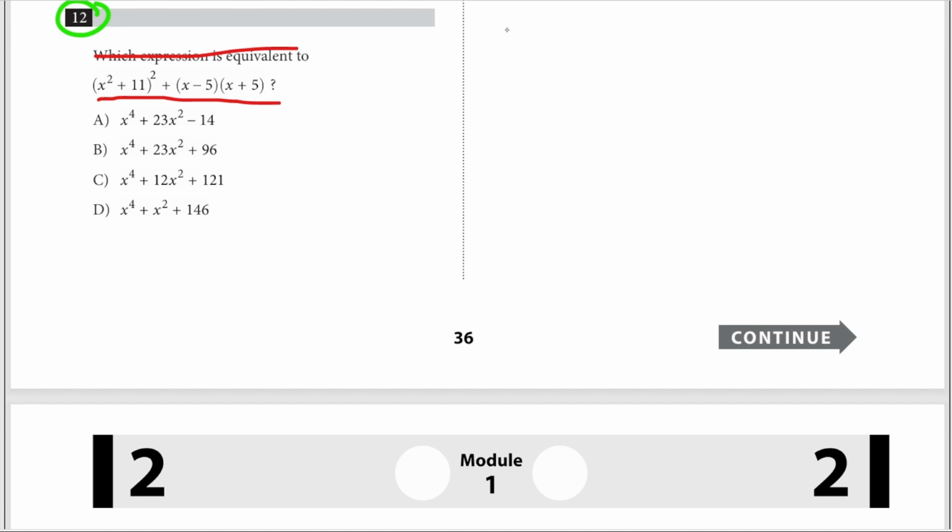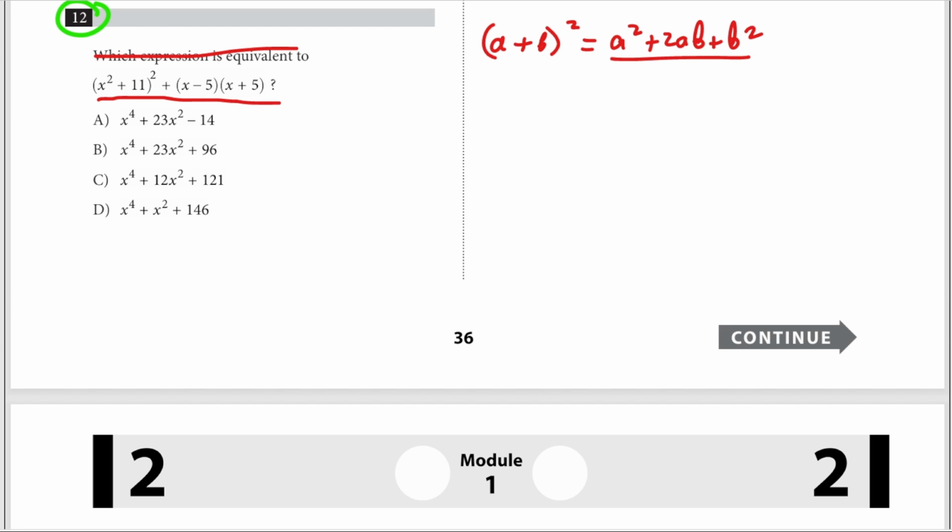The first way to simplify this problem is to always know that a plus b squared is equal to a squared plus 2ab plus b squared, right? Instead of trying to FOIL it every single time, memorize this. How to memorize it? Lots of practice.